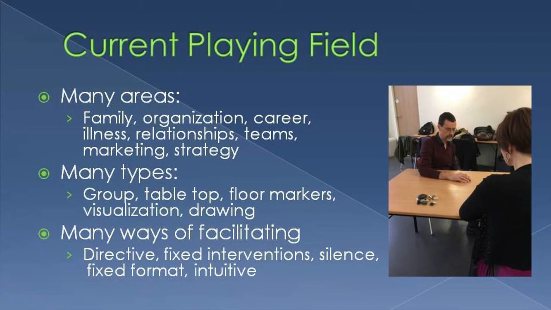There are also many types of constellations these days. The basic one is working with a group in a workshop, and somebody has a question, and people are representing the different elements. They're put in the room representing these elements. But you can also work with tabletop. You see it in the picture. There are these little gems, and these two people are working with the gems. One is the facilitator, the other one is the client, and they put the pieces on the table, and they will actually create this tableau vivant, this living picture on the table. You can do the same with floor markers, and that's what we're going to do in the exercise later. You put floor markers on the floor, pieces of paper or whatever you have.